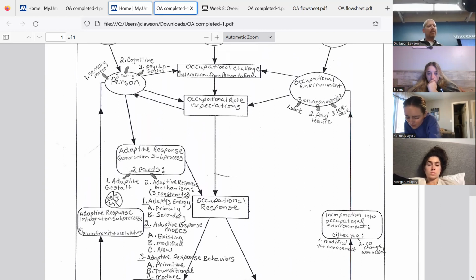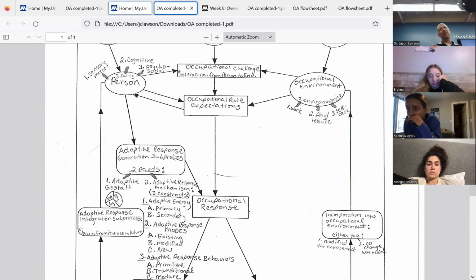Are they going to adapt? Is there anything they learned with these new responses, with their gestalt? Then they're going to go through the person process, through the adaptive response generation subprocess all over again, and then reevaluate: did they do anything different? Did that make them more satisfied? So it's this internal circle that we want to take our patients through.